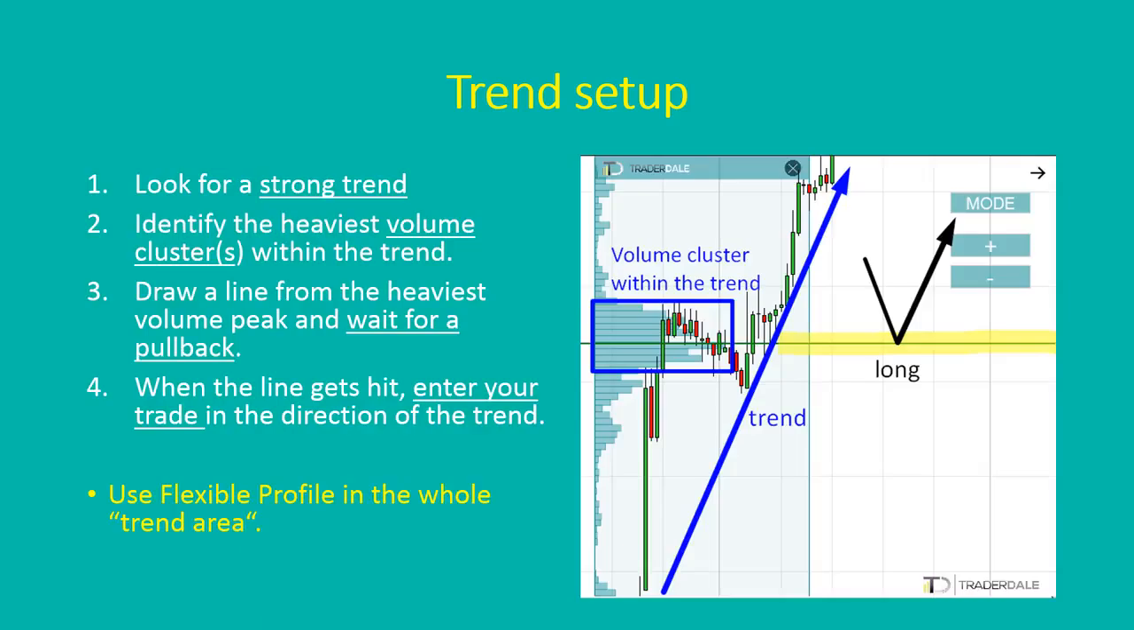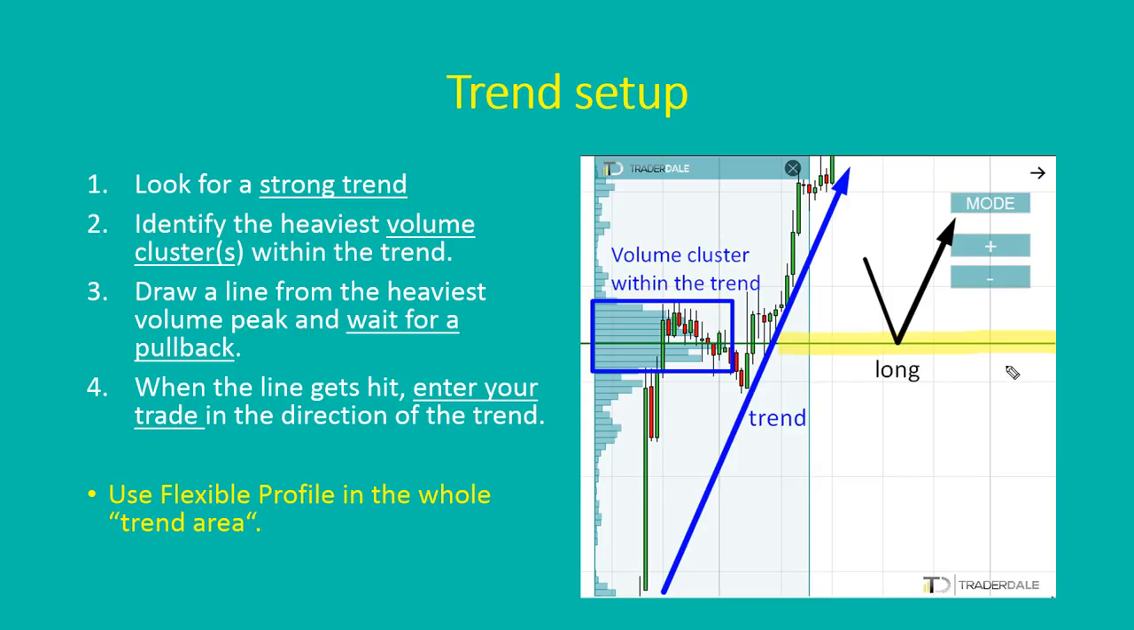This is how it looks like in the real charts. This is a strong trend, and within the trend you can see that there's a rotation, and in the rotation there's the volume cluster. When you compare the volume cluster to other volumes in the trend area, then the volumes in the volume cluster are much more significant than the other volumes. All right, so this is basically what the setup is based on. It's based on a trend and on those volume clusters.